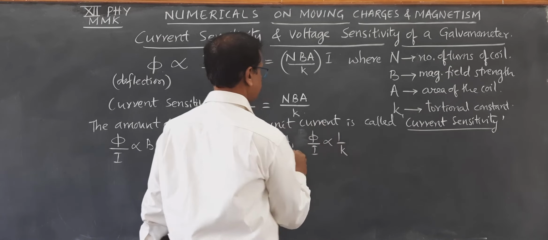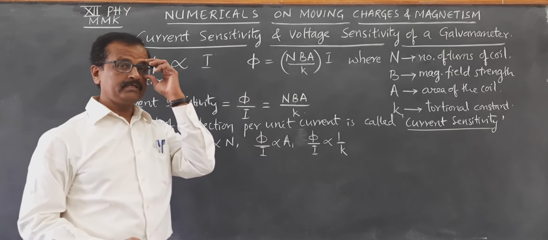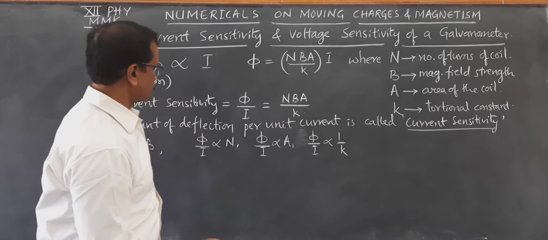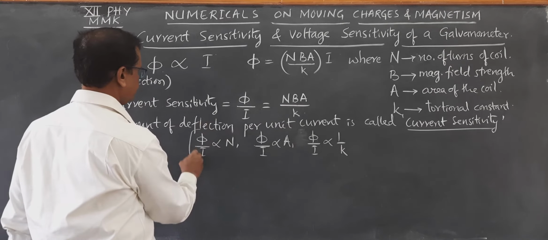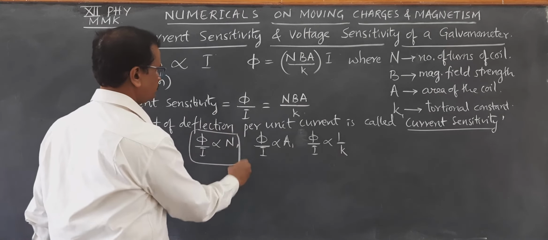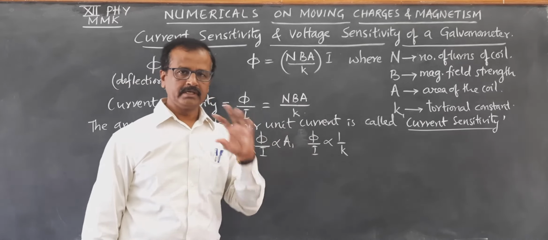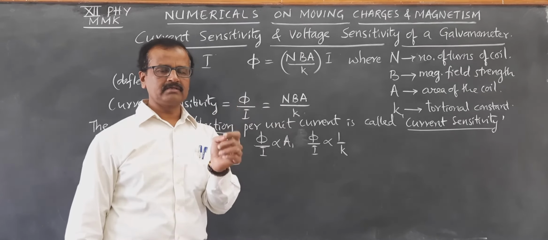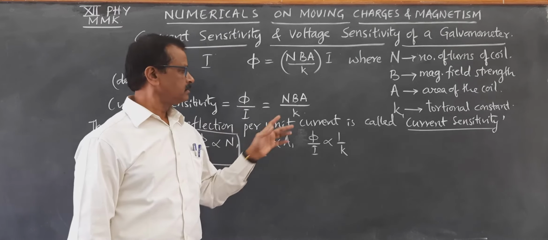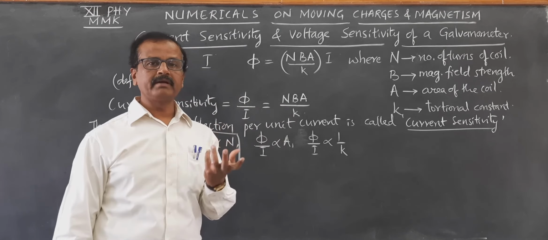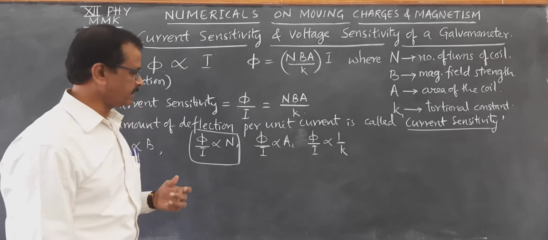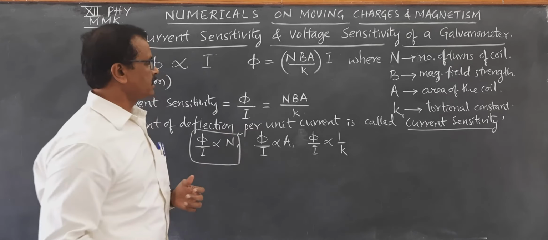Torsional constant means the suspension wire should be very, very sensitive. Then current sensitivity will be very high. This is very important, because the magnetic field is fixed, the area of the coil is fixed, and K is fixed for a given suspension wire. The only variable will be the number of turns. The more the number of turns, the more will be the current sensitivity. This is how we study current sensitivity.